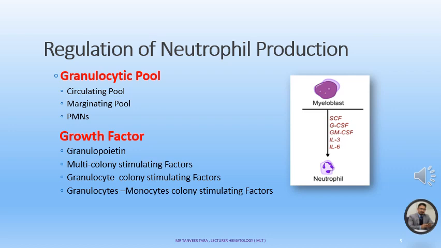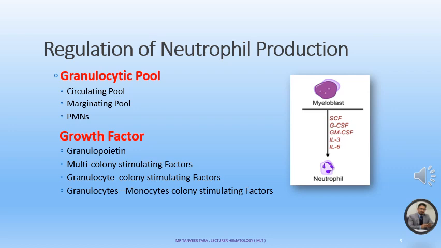Overall, when we are discussing polymorphonuclear cells, they also contain eosinophils and basophils, but mostly the cells are neutrophils. The marginating granulocytic pool consists of granulocytes that have marginated, that is, attached themselves to the wall of the blood vessels of the microcirculation. So we have two different types of pool. One is the circulating pool, in which all the granulocytes are circulating in the whole body. The other one is the marginating pool, which is attached to the wall of the blood vessels of the microcirculation.